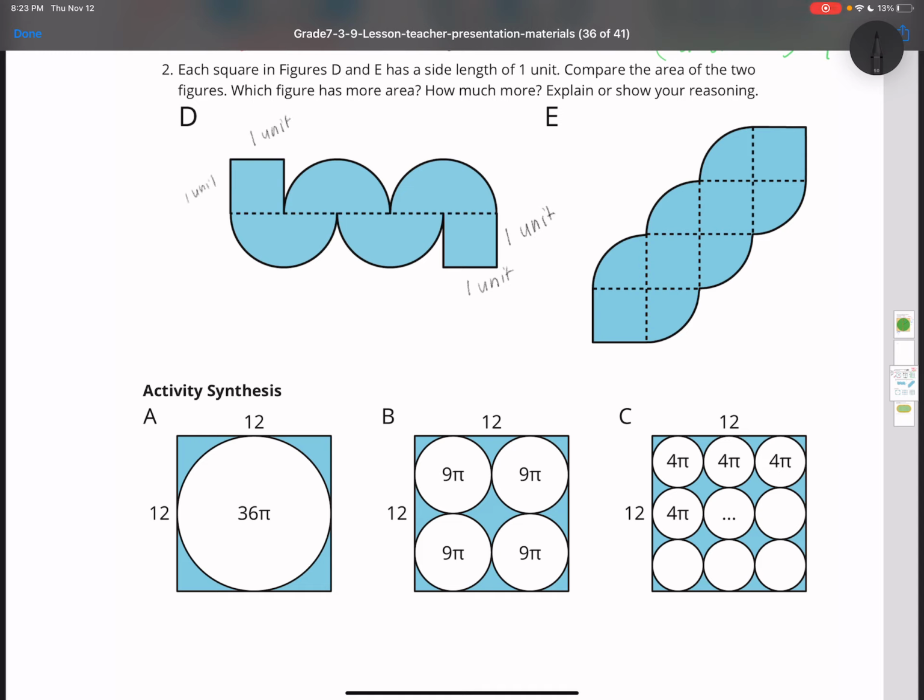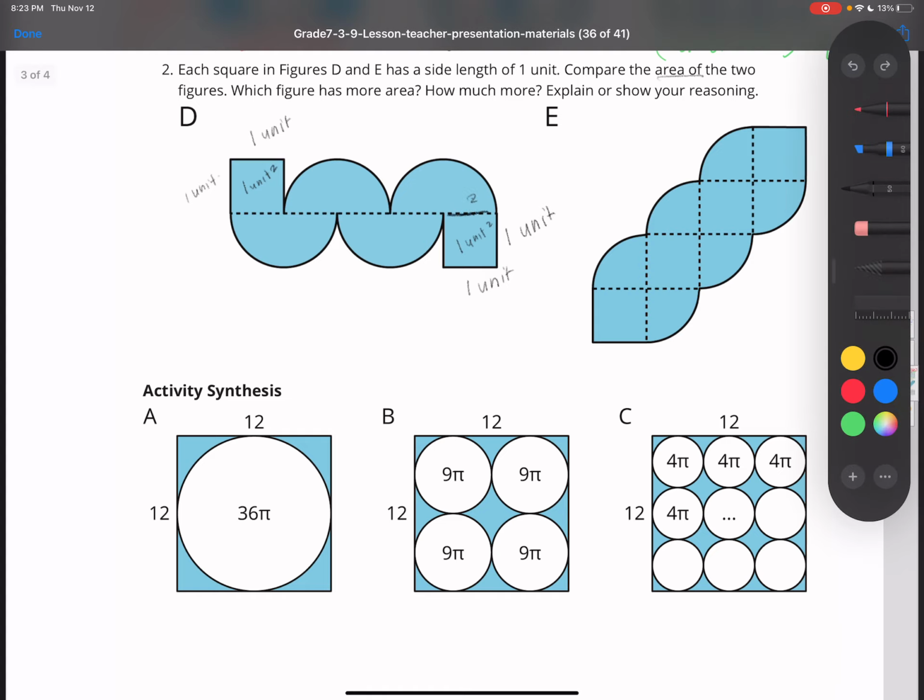So they said we need to find the area. So let's start out by finding the area of the squares. So this will be 1 unit squared. This will be 1 unit squared. Okay.